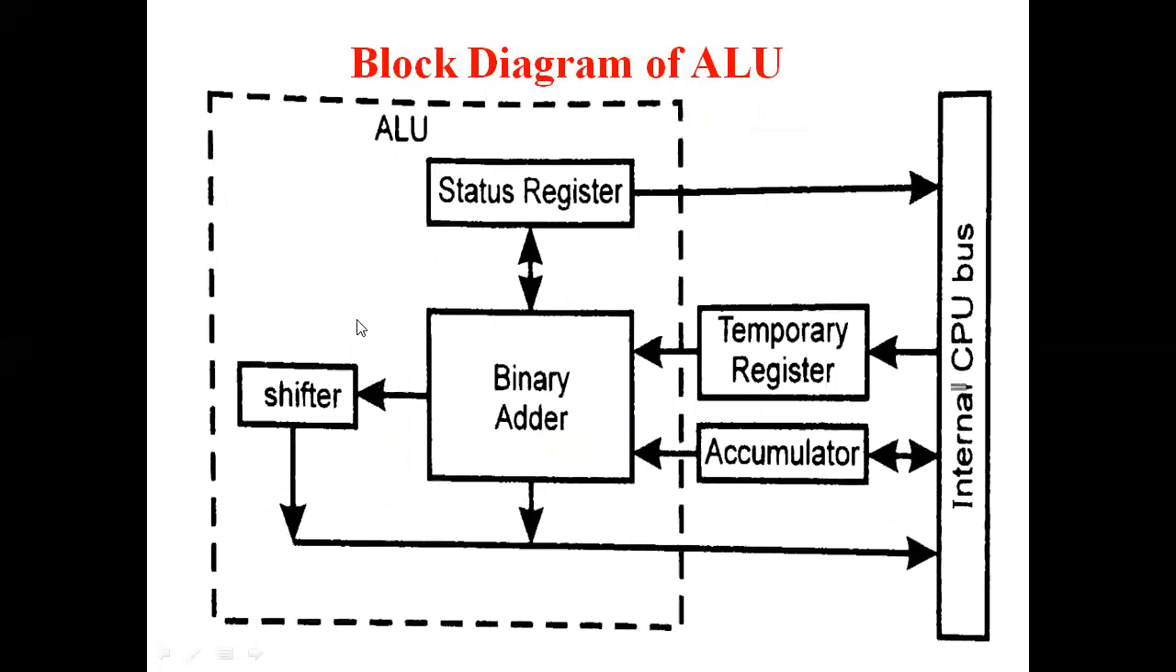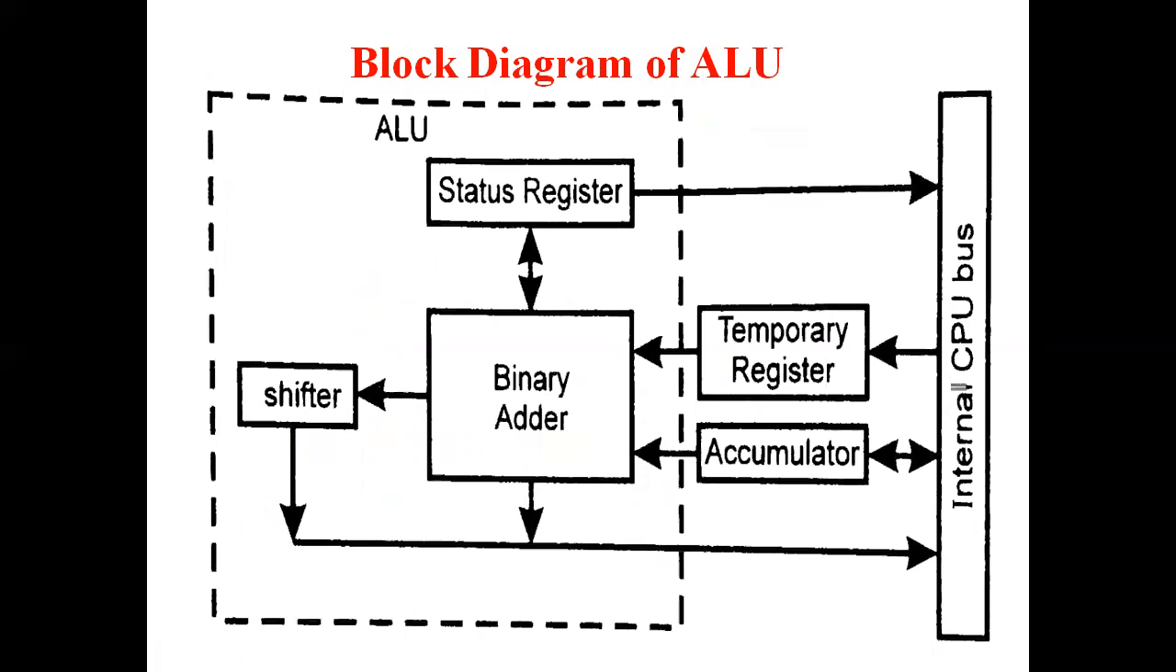ALU means it is an 8-bit unit. It is a logical circuit and it is used to perform arithmetic and logical operations. Arithmetic means addition, subtraction, multiplication, division, and logical operation means AND, OR, NOT. So it is the building block of the CPU of a computer.